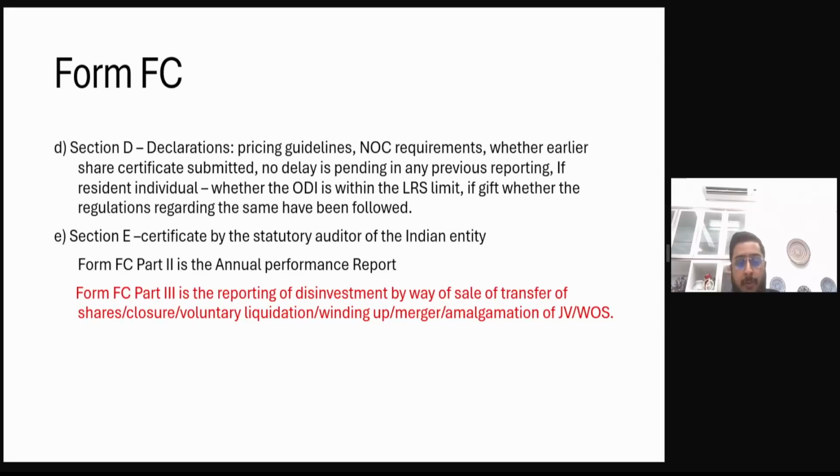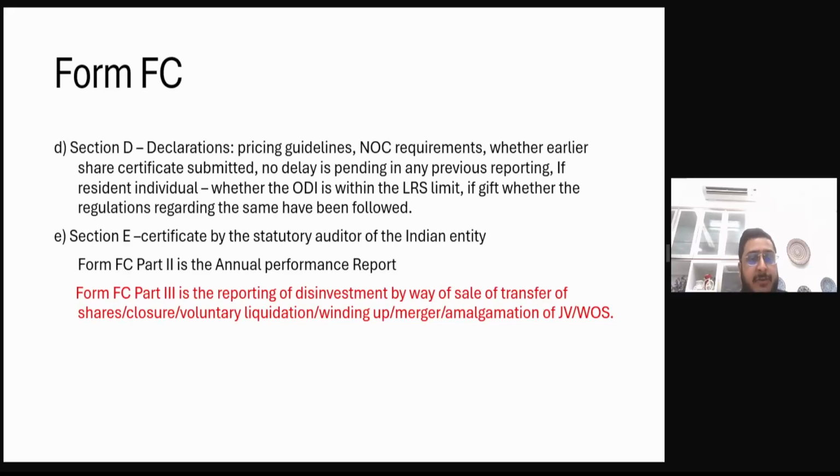For example, once you have done your first ODI, the company will receive the share certificates from the foreign entity. These share certificates have to be submitted to the AD bank within 6 months of the ODI being done, or there will be a delay. Then, once an ODI has been done, as I said, Form APR will have to be filed every year. So if previously an ODI was done, and the due date for Form APR has passed and Form APR has not been filed, you have to get it regularized before you are doing another ODI. So always ensure the previous compliances have been done.